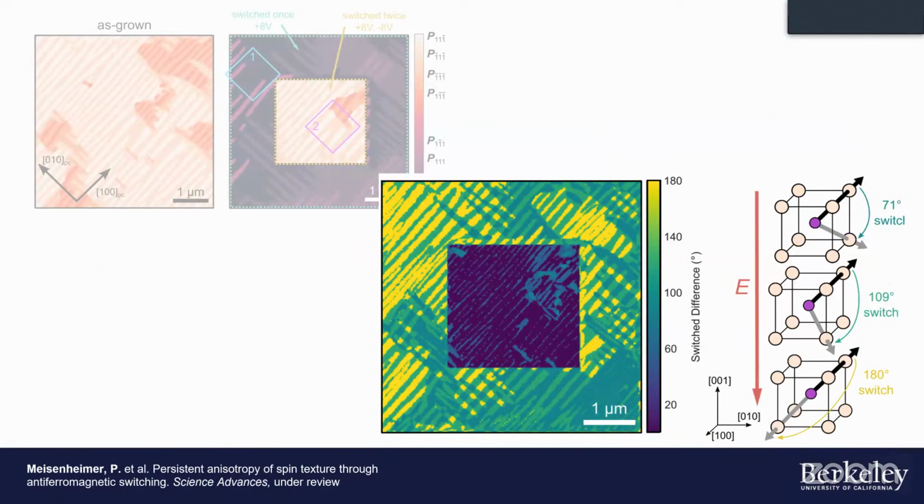The reason we do this and vectorize it in this way is because we can then calculate the difference between the starting and the ending polarization, right? So the yellow is anti-parallel starting and ending configurations. The light green is 109 degrees, et cetera, et cetera.